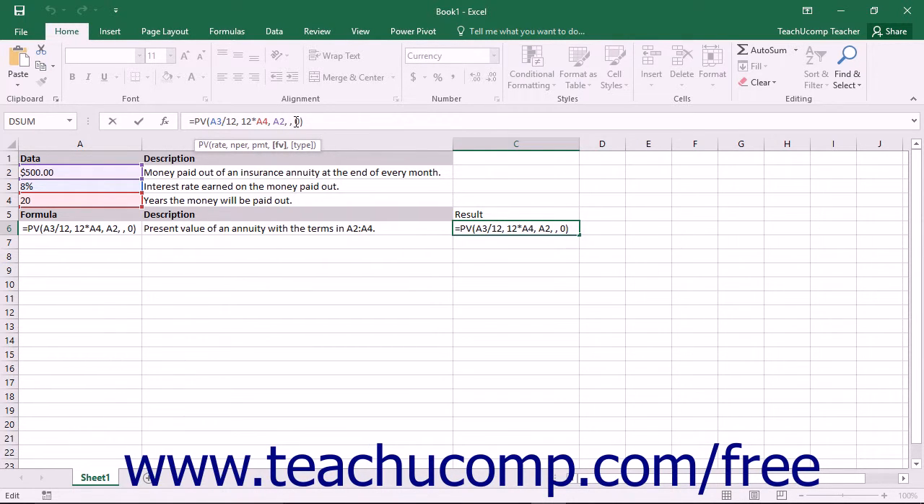And finally, the type argument. This is also optional, and you can enter 0 or omit it entirely if payments are due at the end of the period. Enter 1 if the payments are due at the beginning of each period.